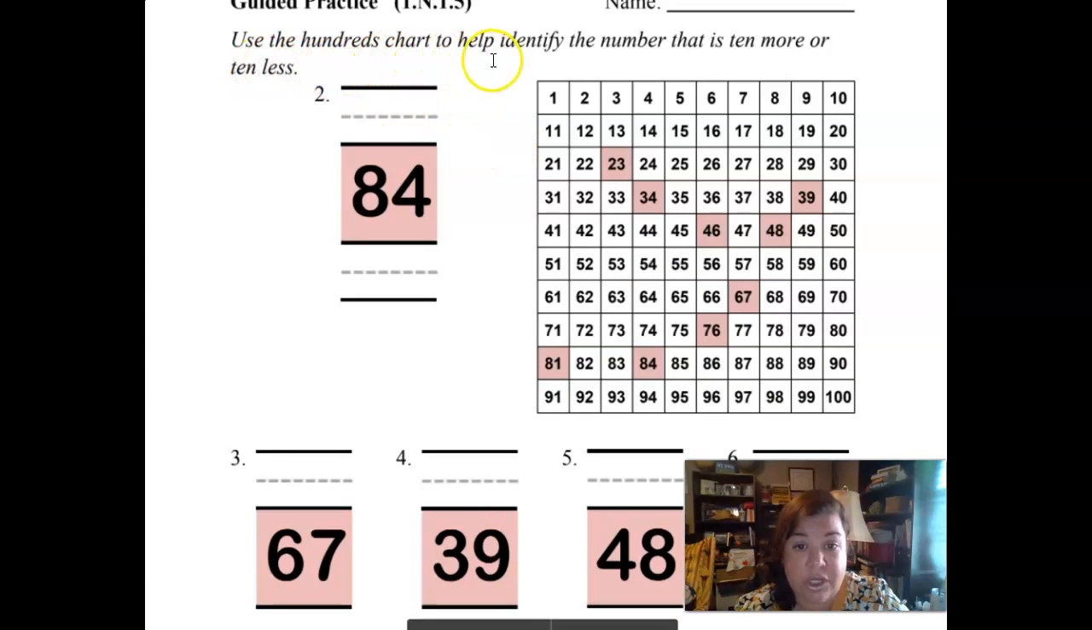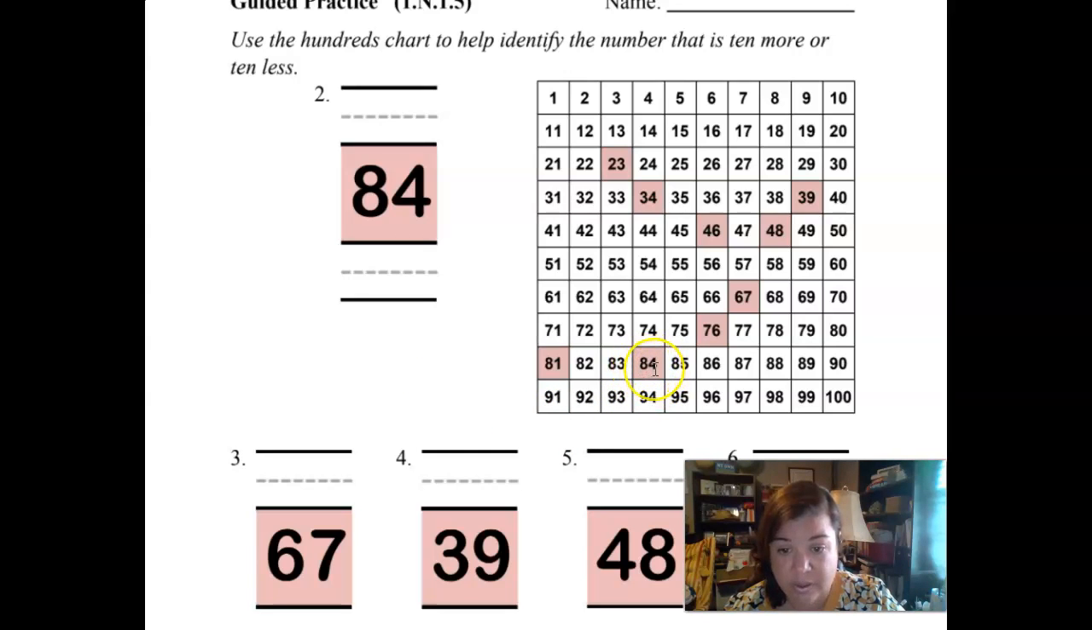So use the hundreds chart to help identify the number that is 10 more or 10 less. So the number is 84. You want to find 84 on our hundreds chart here. So take a second to look for it. Did you find it? Yeah, it's down here.